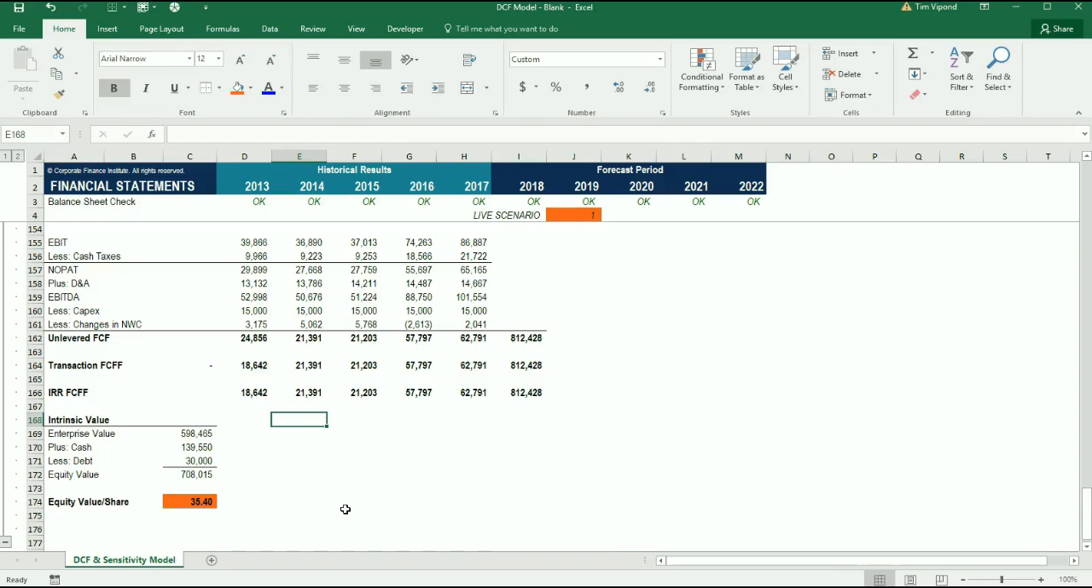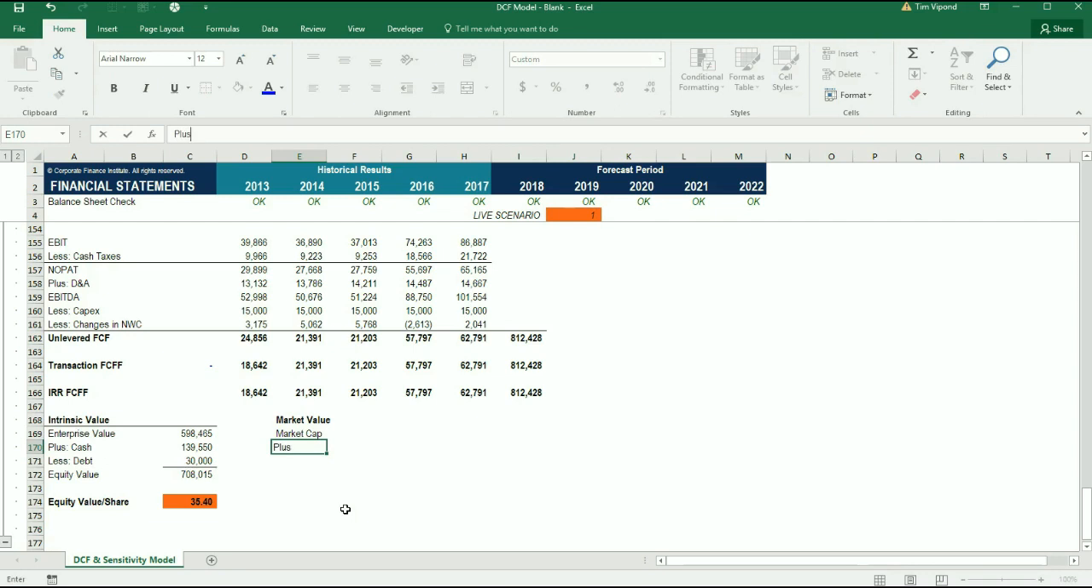Now what we're going to do is calculate the internal rate of return and the target price upside from this opportunity. So we need to make a table here where we outline the market value. And we're going to start by getting the market capitalization of the business.